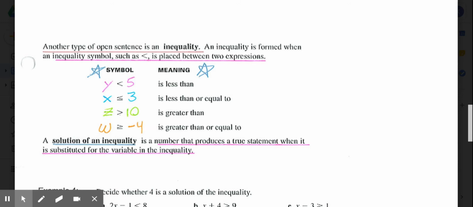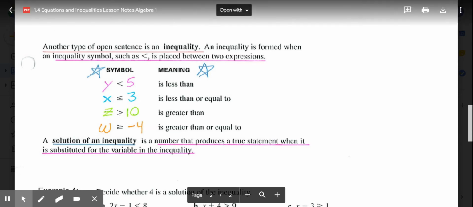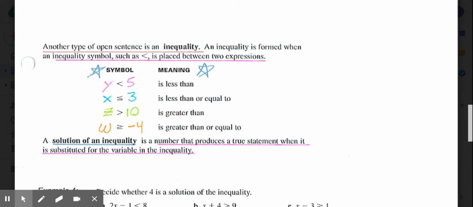So an inequality is not a not equals symbol on its own. It's a less than, less than or equal to, greater than, or greater than or equal to. So an inequality is one of those symbols placed between two expressions.